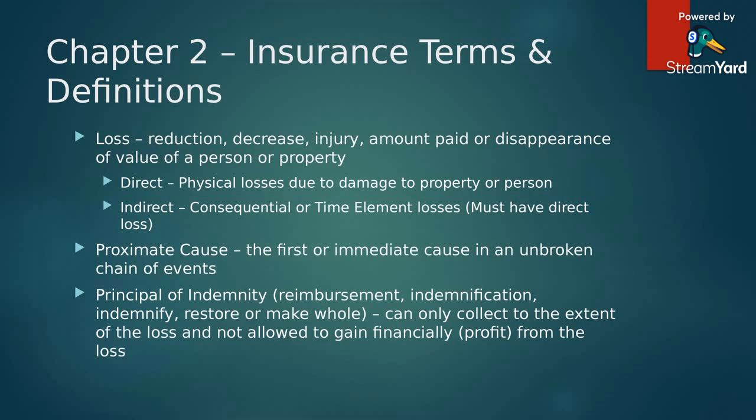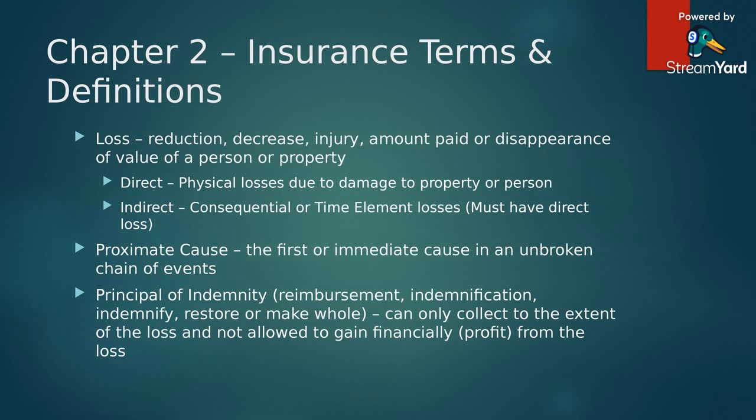What is a loss? A loss is defined as a reduction, decrease, injury, or amount paid or disappearance of value of either person or property. And there's two different types of losses. There's direct losses and indirect losses. Direct losses are those physical losses due to damage of property or a person. And then the indirect losses are going to be consequential or time element losses. In order for an indirect loss to be payable, there first has to be some type of direct loss covered before the indirect loss could be paid out.